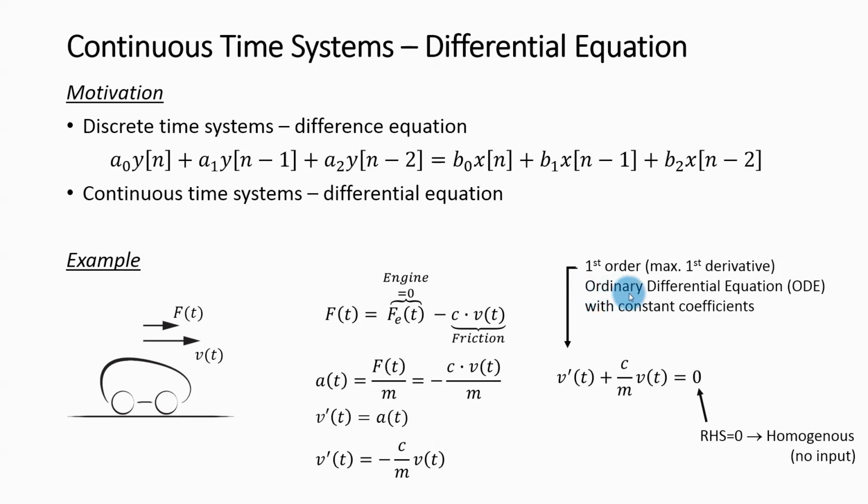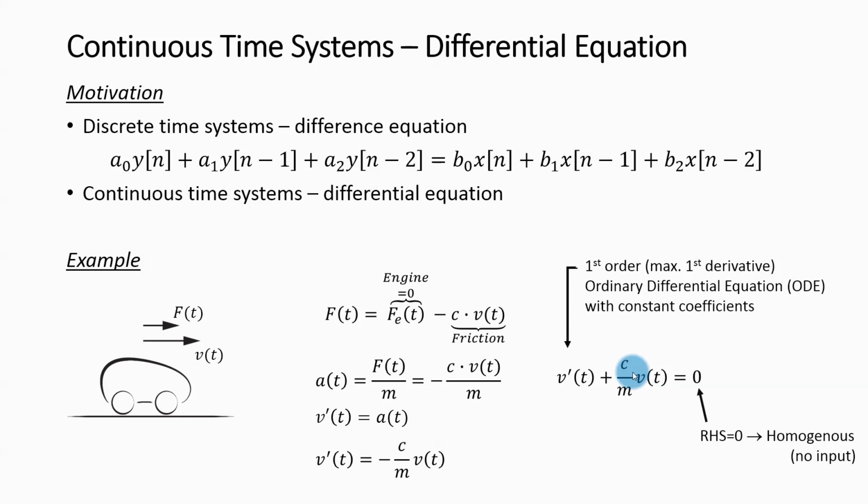The name ordinary comes from the fact that we are differentiating with respect to a single variable, in this case time. If we had derivatives with respect to more variables, we would call this a partial differential equation. Last, those constant coefficients refer to these constants which multiply our function and its derivatives. In general, these do not have to be just constants, but if your function and its derivative are just multiplied by some constants and summed together, we talk about an ordinary differential equation with constant coefficients.